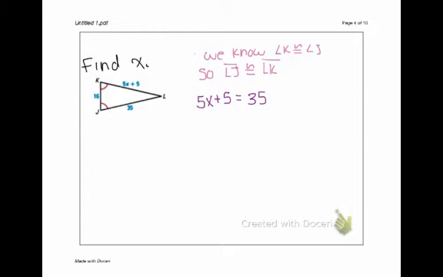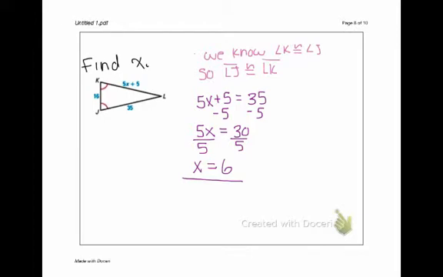So since the segments are congruent, we can set their measures equal to each other. So here the measure of KL is 5x plus 5 and the measure of JL is 35. So we can set 5x plus 5 equal to 35. Then it's just simple algebra. So we're going to get 5x by itself, so we're going to subtract 5 on each side, and that leaves us with 5x equals 30. Then to get x by itself, we got to divide by 5, so we divide by 5 on each side, and we're left with x equals 6.